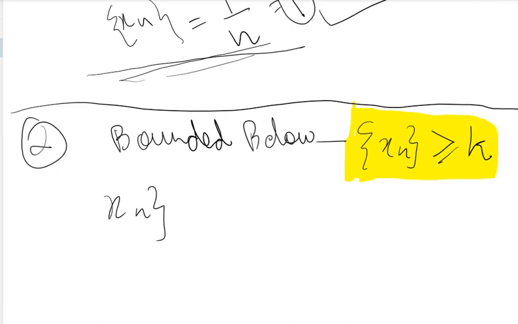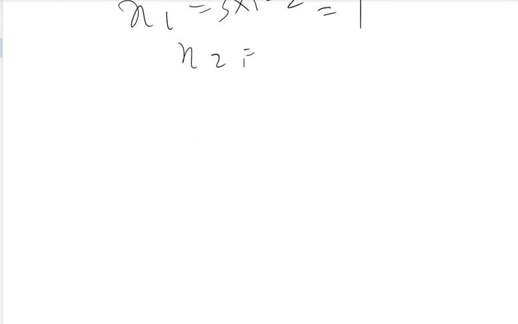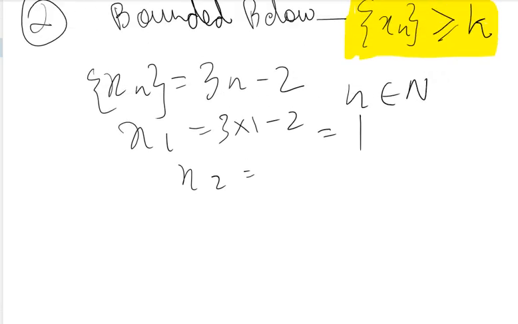Let's say I give you x of n is equal to 3n minus 2. Simple type of an example. Now, of course, n belongs to natural numbers. So let's start. x of 1, if you do 3 into 1 minus 2, you're going to get 1. Now you do x2, 3 into 2 minus 2, that is 6 minus 2, is going to give you 4.